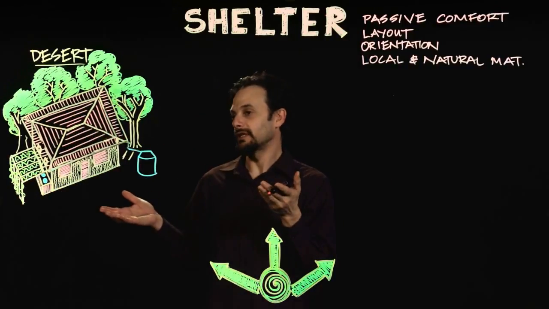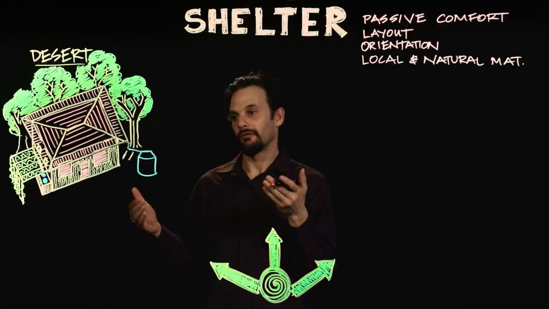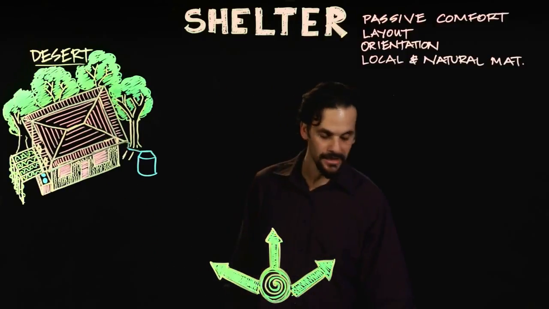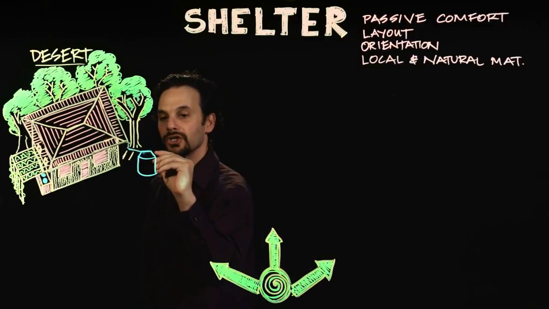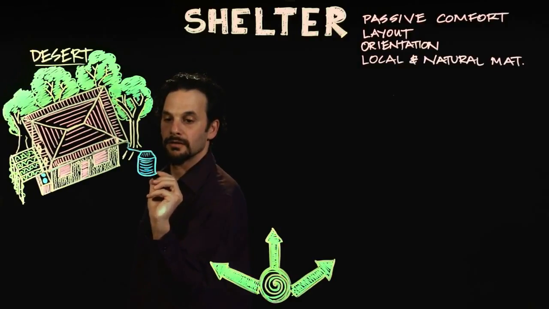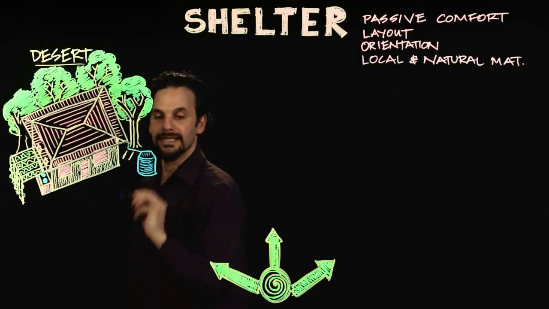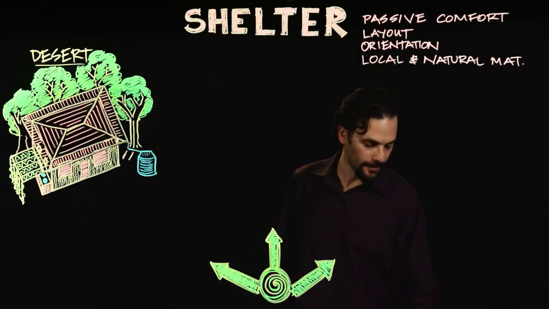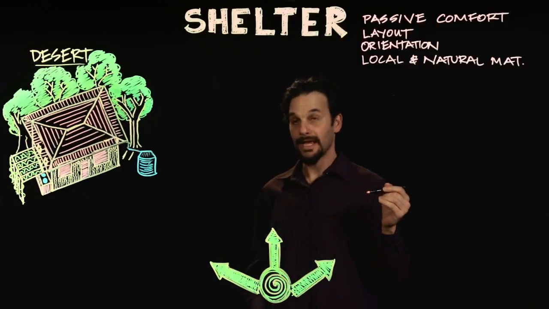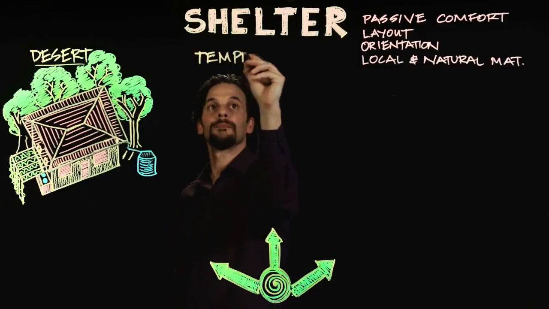So this is a really simplified version of an idealized desert house. Of course, there are many different configurations and styles and building materials and many different indigenous methods and examples that we can look at. Great diversity. So now we're going to look at the temperate zone house.